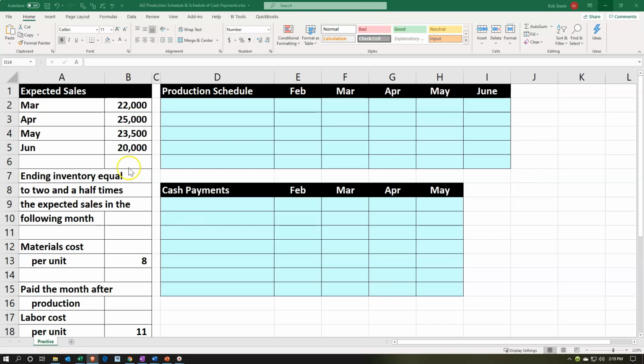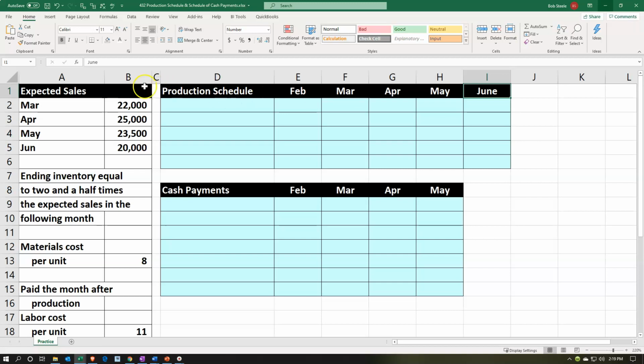Here we are in Excel. We have our information on the left-hand side. We're going to put that into the blue area into our worksheets on the right-hand side, including the production schedule and the cash payments schedule. We're going to be focusing in on the time period of March, April, and May. However, we're going to be needing the information for February and June in part in order to focus in on the material we will need for the point that we're focusing in on, March, April, May.